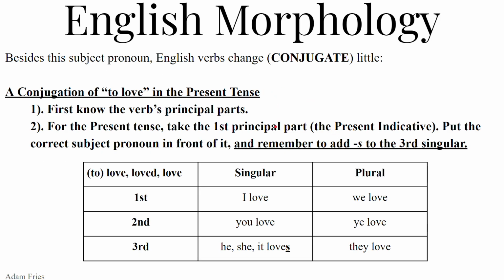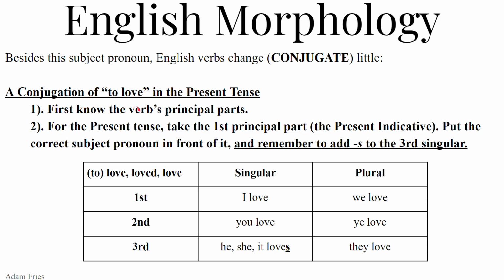Now besides using the subject pronoun, English actually conjugates. Like nouns decline, verbs conjugate, that means change the form, morphology, the observation of how words change. English verbs actually conjugate or change very little. So let's take a look. So conjugation of the verb to love in the present tense.